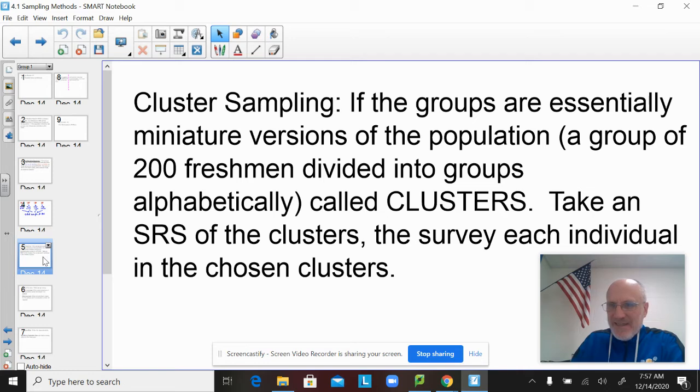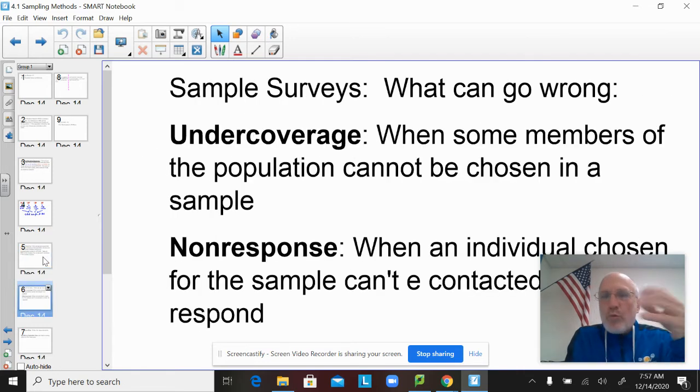All right, and then the last thing in this section is what can go wrong once you start taking a sample or sampling and surveying. So several things, you have to be aware of these and be on the lookout for them. The first one is called undercoverage.